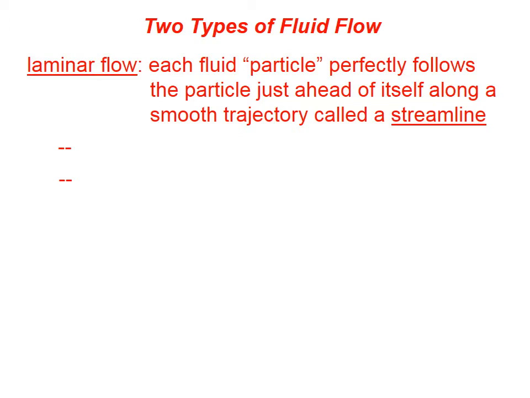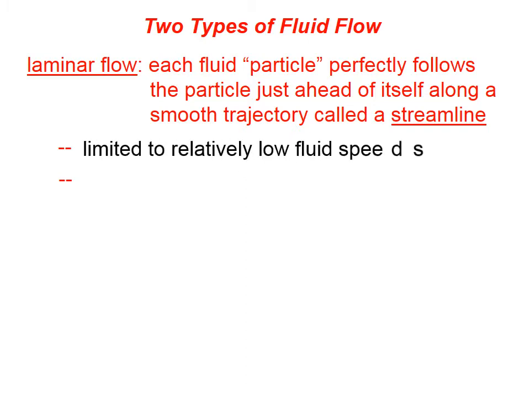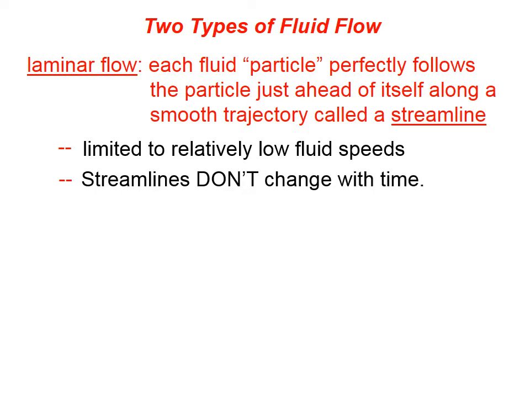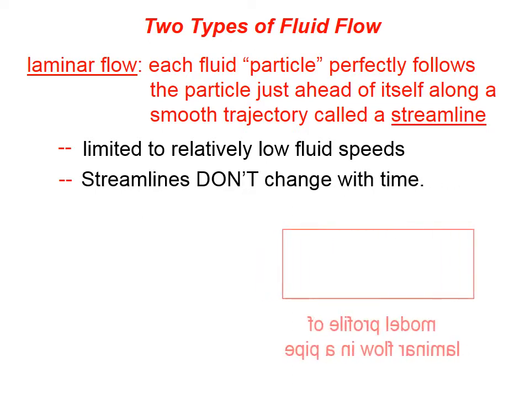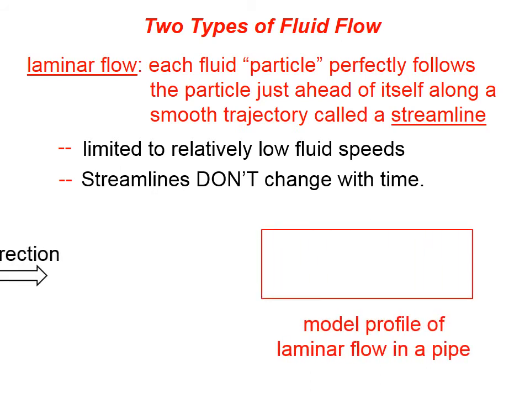The first type of fluid flow is laminar flow. In laminar flow, each fluid particle perfectly follows the particle just ahead of itself along a smooth trajectory called a streamline. Laminar flow is limited to relatively low fluid speeds. So if the speed of the fluid becomes too high, laminar flow breaks down and we end up with turbulent flow. In laminar flow, the streamlines don't change with time.